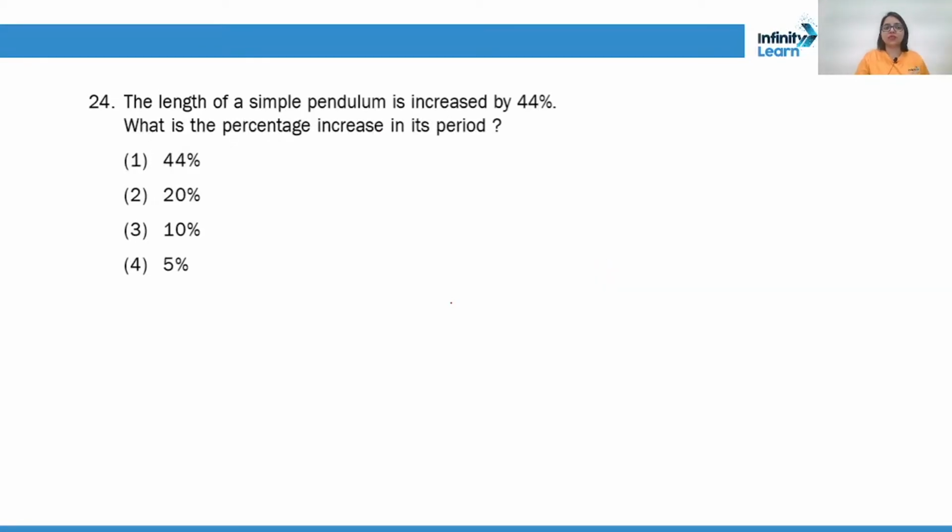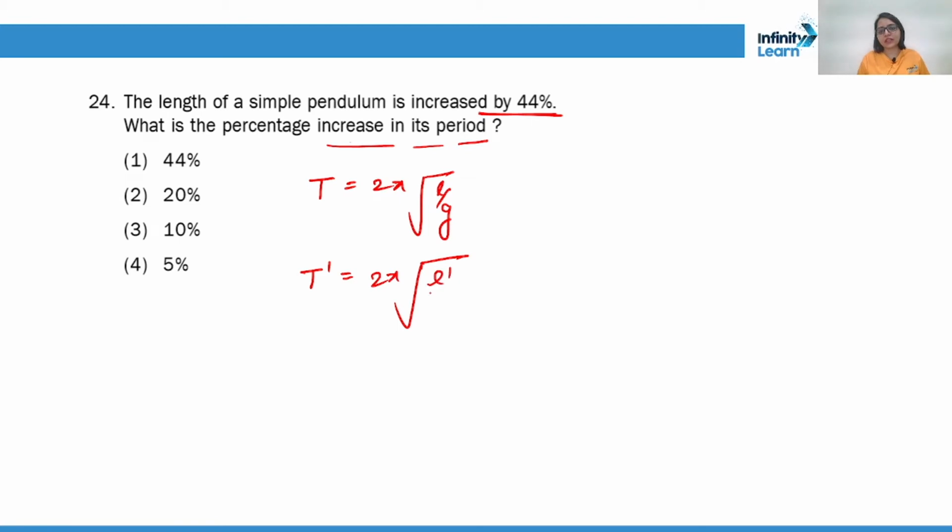Question number 24. The length of a simple pendulum is increased by 44%. What is the percentage increase in its period? So let's say the initial time period is 2π√(L/g). The new time period T' is 2π√(L'/g), where L' is the new length. So it is L plus 44% of L, which is 1.44 L.